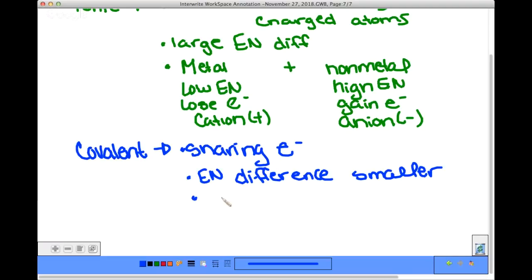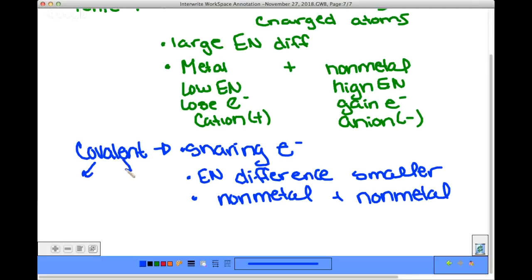So this is actually between a nonmetal and another nonmetal. And they are going to share electrons, and they're going to have a small electronegativity difference. We did talk about two different types of covalent compounds. We have something called a polar compound, and this is where they are different atoms.